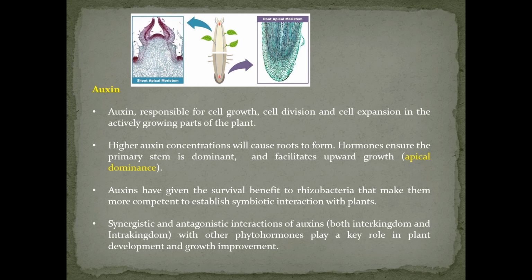Auxin has also given survival benefits through rhizobial factors that help establish symbiotic interaction with plants. But it is mainly used to eradicate weeds. Auxins are used as weedicides and herbicides. The application of 2,4-D, 2,4-dichlorophenoxyacetic acid, is widely done to kill dicot weeds, or dicotyledon plants. It does not affect mature plants and monocotyledon plants.